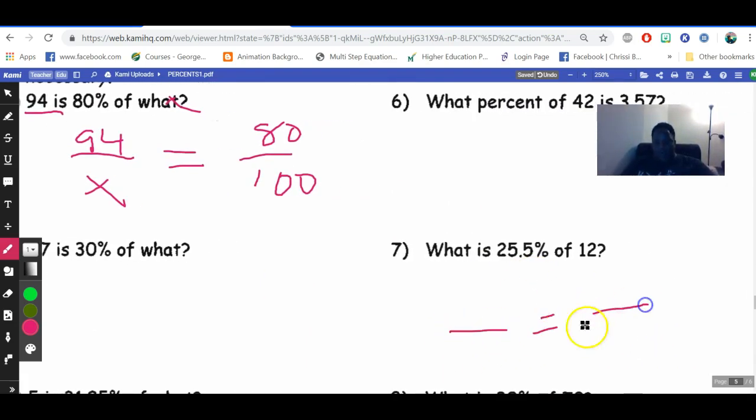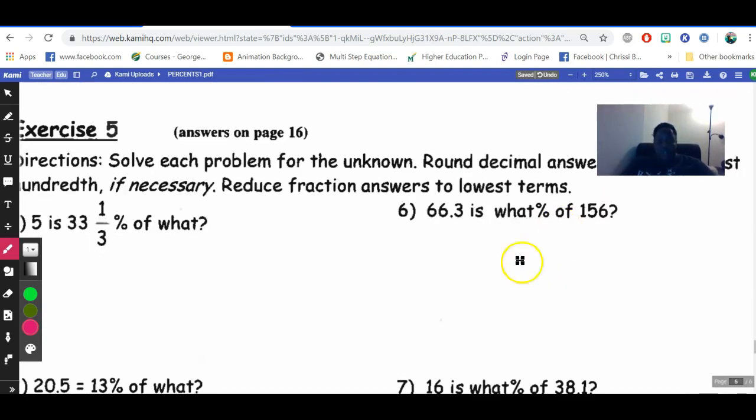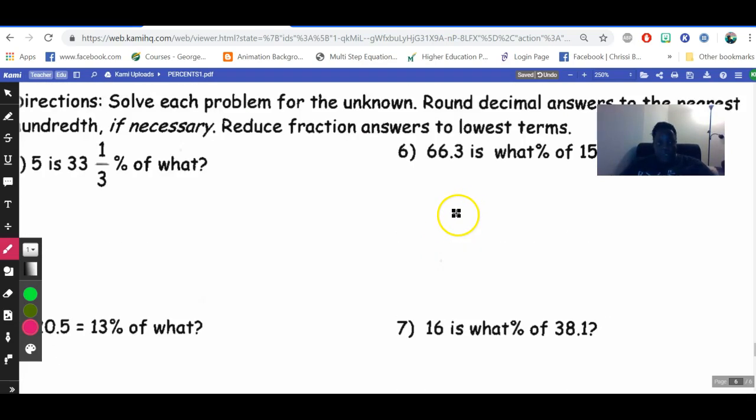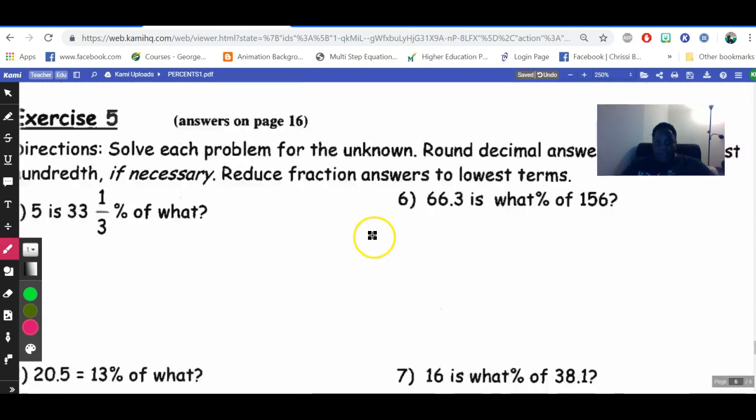You can still do it the same way using a calculator, right? What is? See that? There is no is, because it says what. So that's there. 25.5%. Doesn't matter if it's a decimal. Of 12. You do the same thing. Cross multiply, divide by 100 to get your answer. Okay. Trying to see if there is any other type of problem that would be like that. Let's see, all these are set up the same way. So I'm hoping that should be good.